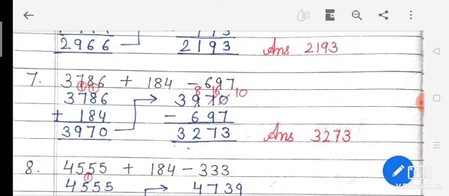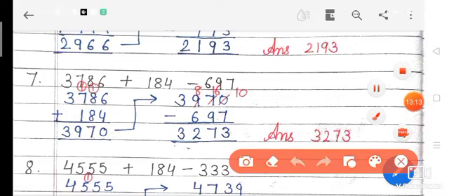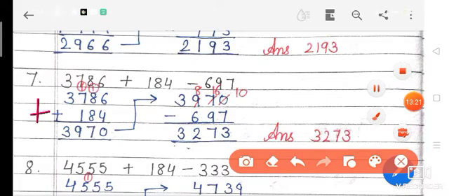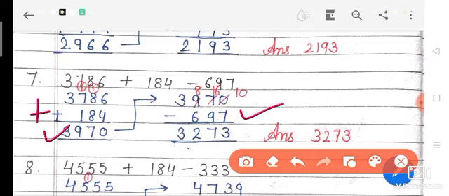3786 plus 184. 6 plus 4, 10. See students, don't get confused, some are doing here subtraction and some are doing here addition. So here firstly we have to do addition one part. Okay, adding. So 6 plus 4, 10, 0 down 1 carry, 8 plus 8, 16 plus 1, 17, 7 plus 1, 8 plus 1, 9, 3970. Okay, and here left with 697.